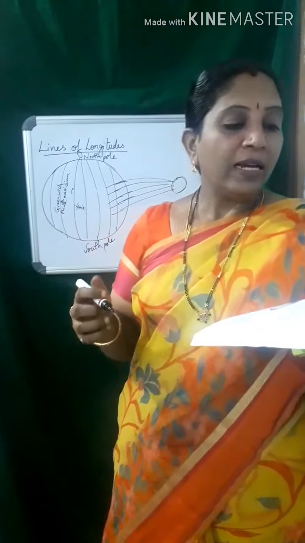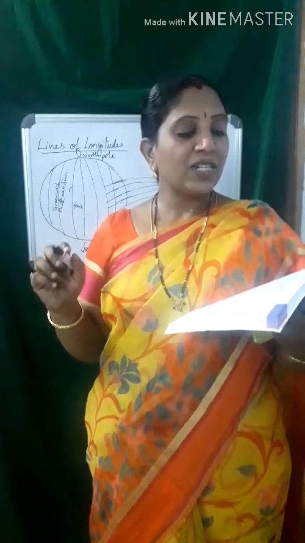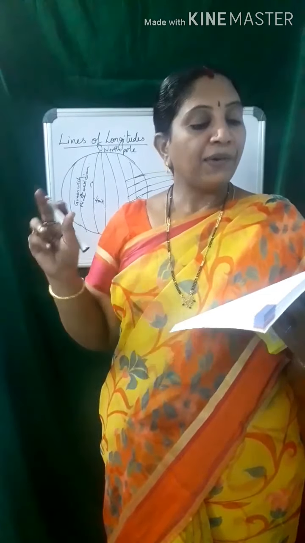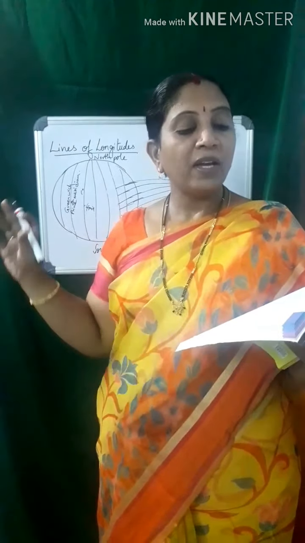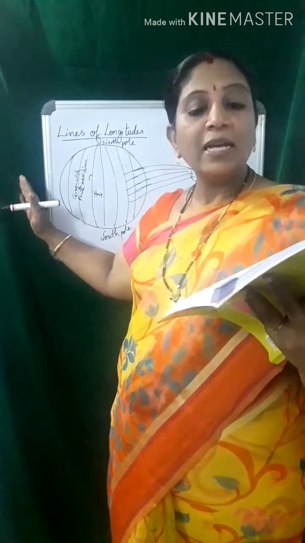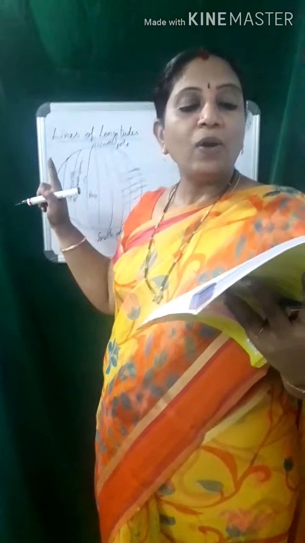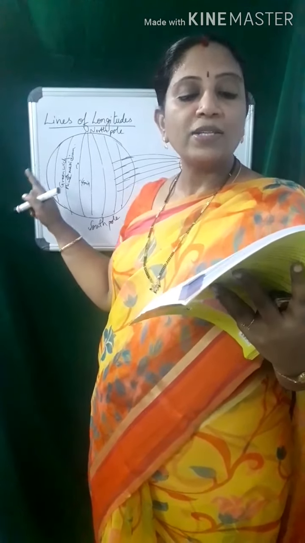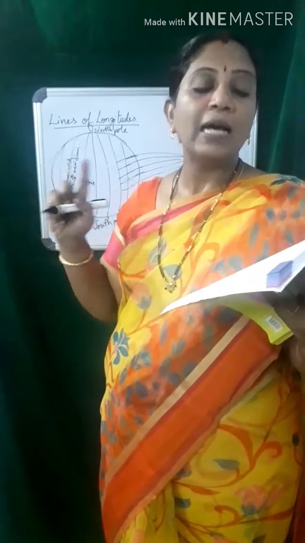Excuse me, ma. Here, this is about the international date line. A traveler crossing the line from the east to west gains a day, while one crossing it from the west to east loses a day.